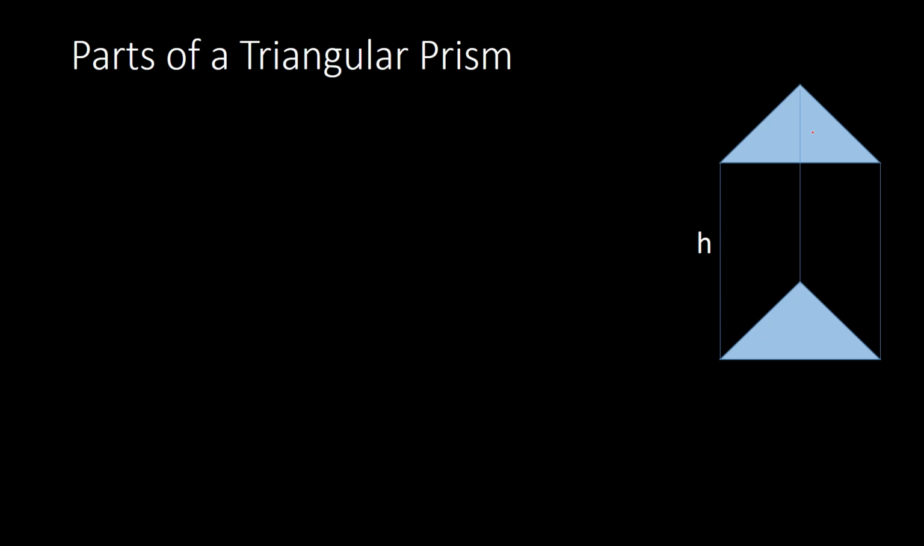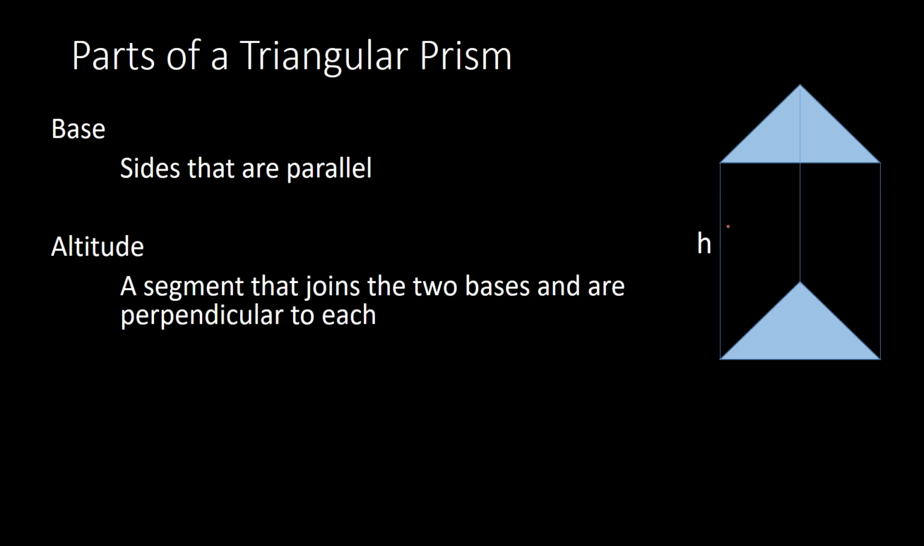For a triangular prism, the terms are the same as with a rectangular prism. We have the base, which would be the sides that are parallel, and then we have the altitude, which is the segment that connects the two bases. So right here in red would be the altitude, and the height is the length of that altitude.